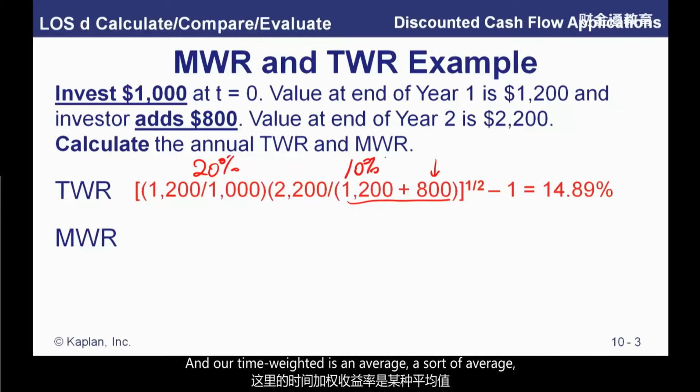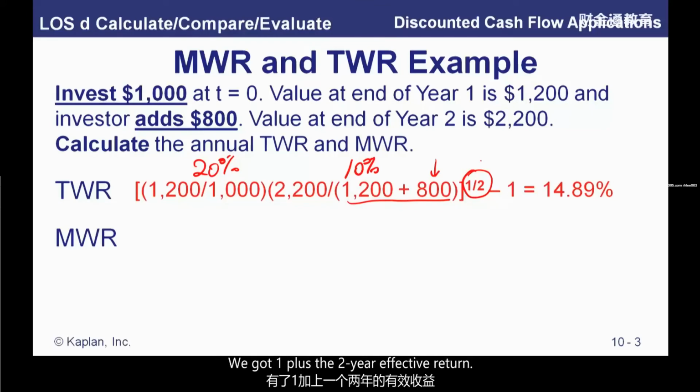And our time-weighted return, it's an average. It's a sort of average of these, a little more complex than a simple average, but it's certainly going to be between those two numbers. And it comes out to be 14.89%. Notice we took this to the 1/2 power, this whole thing, because we had a 2-year holding period return. Actually, within the brackets, we've got 1 plus the 2-year effective return, so we take that to the 1/2 power minus 1 to get the equivalent compound annual return of 14.89.